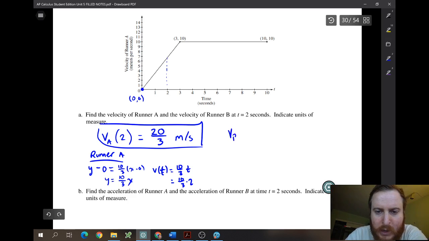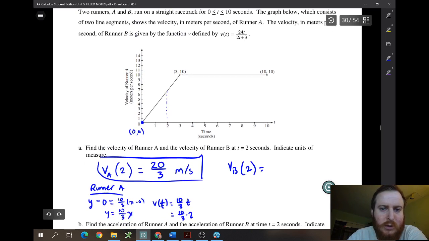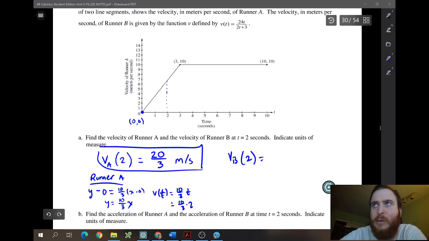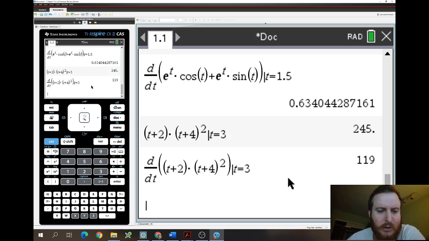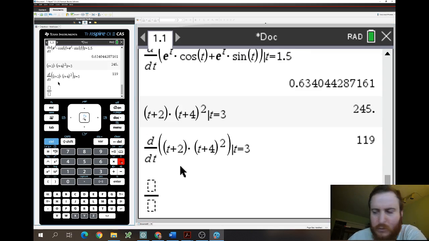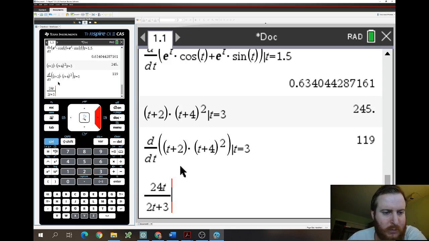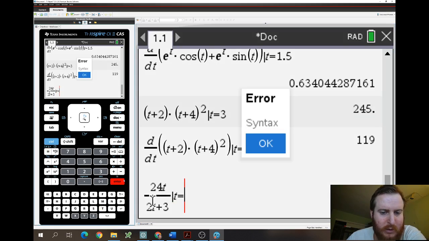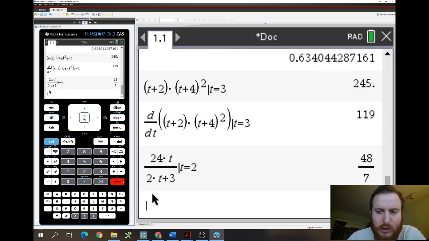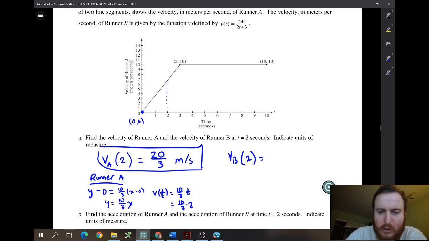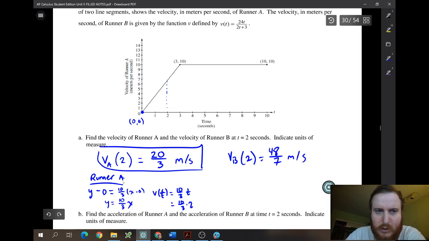Okay, and then the velocity for B at time 2, that one's a lot easier. That one we're just going to plug in 24t over 2t plus 3. Now, because it's a calculator question, if you want to make sure you don't make a mistake, you can just use your calculator. So you can say, control divide, 24t divided by 2t plus 3, and you can do at time equals 2. Now, if you did this in your head, that's fine. But when you have your calculator, using it is pretty smart. So we get 48 over 7. So B of 2 was 48 over 7. And again, same units, meters per second.